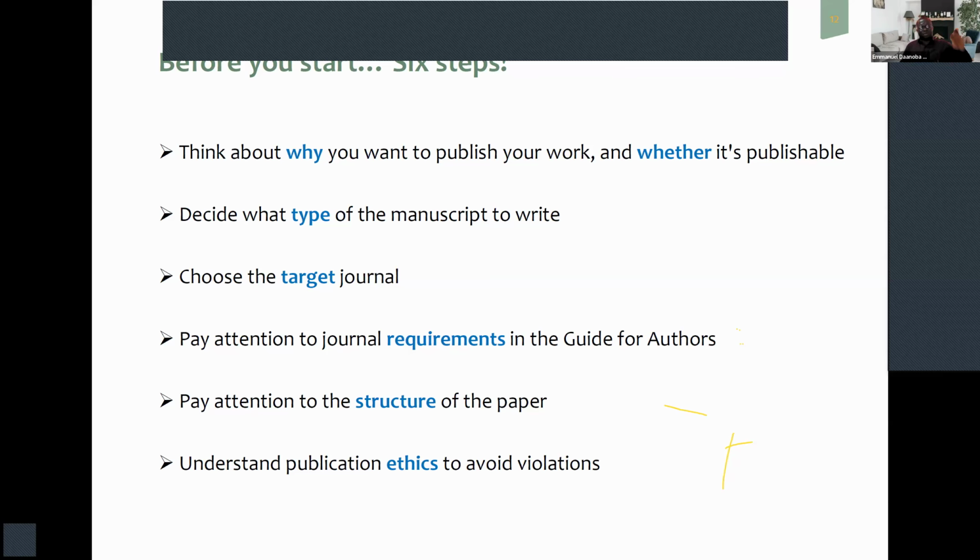Now, when you know the type of manuscript you want to write, the next step is to choose the target journal. Which journal do you think the work should go to? Most journals' names will even tell you their scope. For example, Journal of African Earth Sciences. Straight away, I know that anything to do with earth science or geology in Africa can be published there. But you bring something not related to earth science, all right?